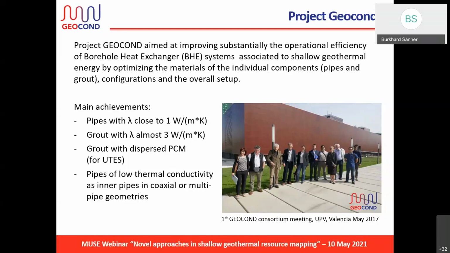people from the material science struggling with understanding what geothermal is and the other way around.